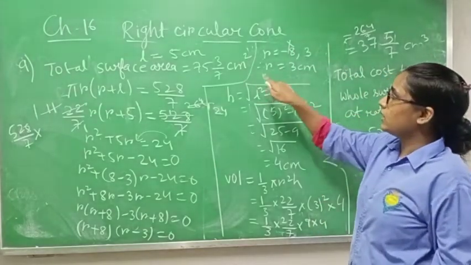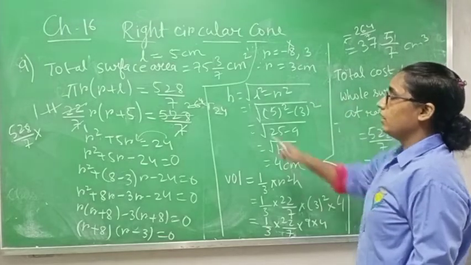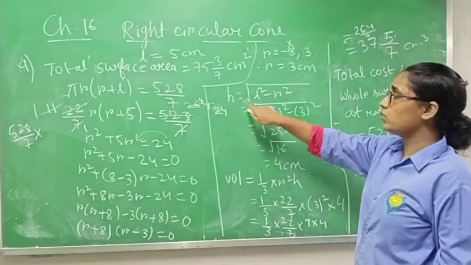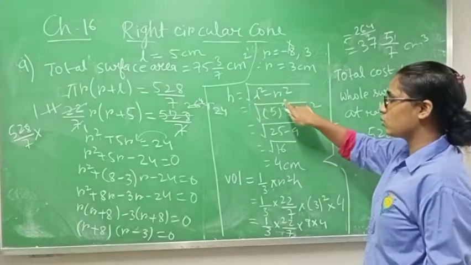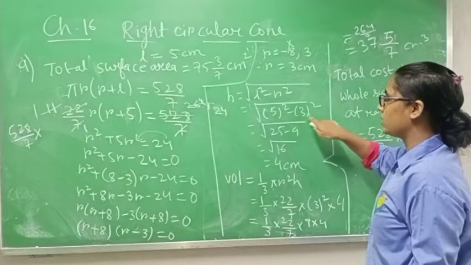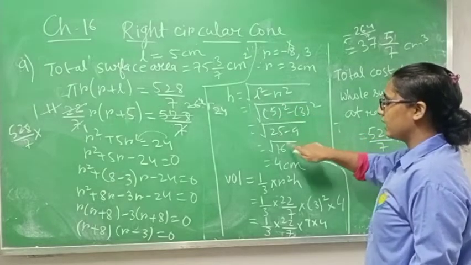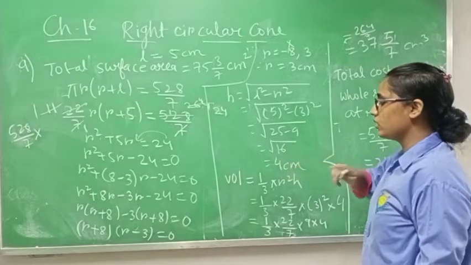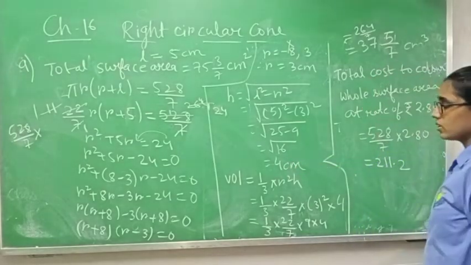So r value I have to take 3. Now L is 5 centimeter, r is 3 centimeter. You will get height. Height formula is root over L square minus r square, root over 5 square minus 3 square, 25 minus 9, root over 16, and 16 root is 4. So you got height 4 centimeter.